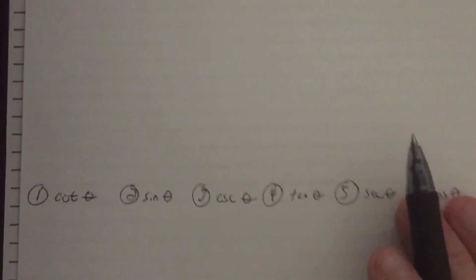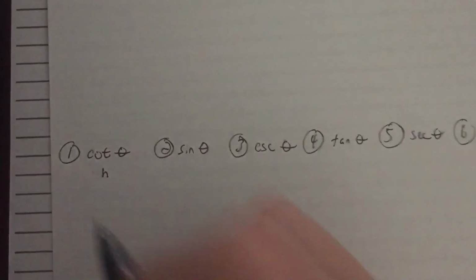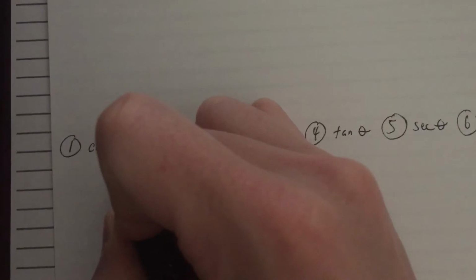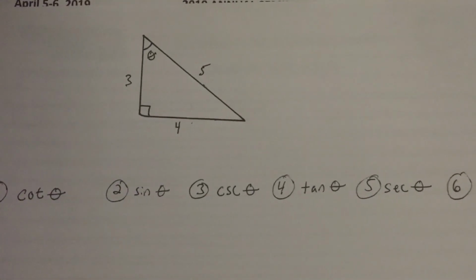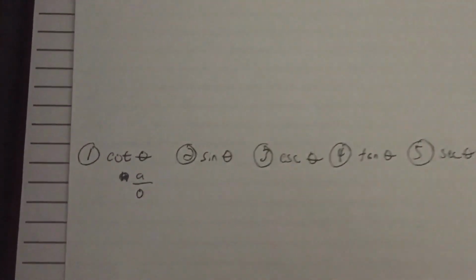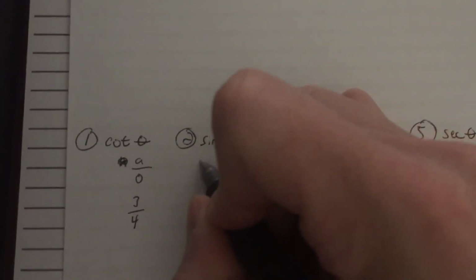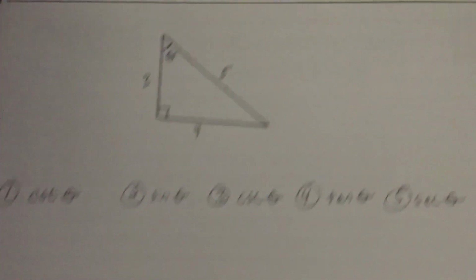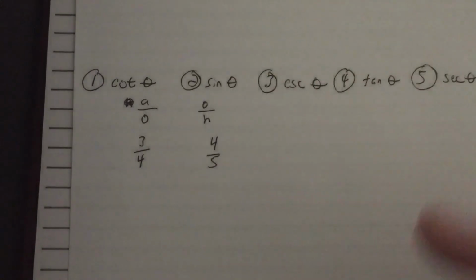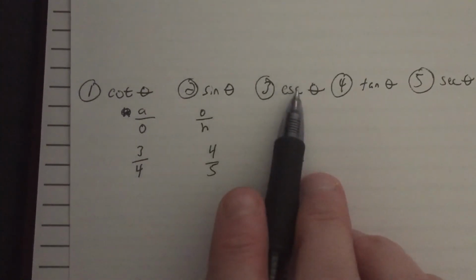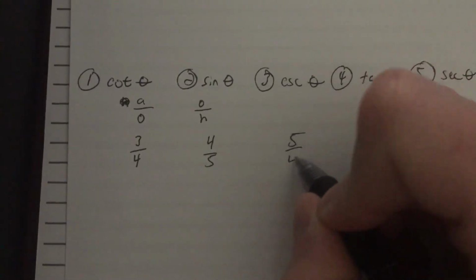The cotangent of this would be the hypotenuse. I'm sorry, the adjacent over the opposite, right? The adjacent side was 3, and the opposite side is 4. So I believe you should get 3 over 4. The sine of theta is the opposite over the hypotenuse. The opposite is 4, the hypotenuse is 5. Cosecant is the reciprocal of sine, so if sine is 4 over 5, cosecant has to be 5 over 4.